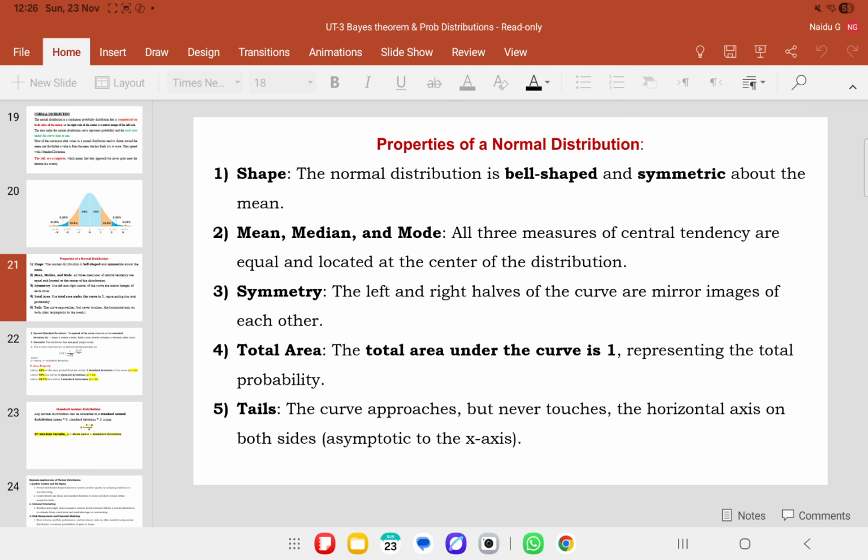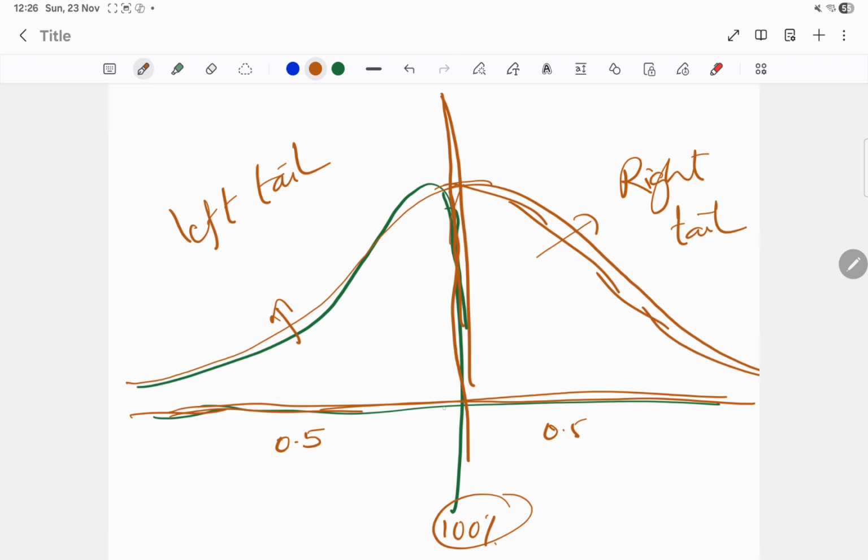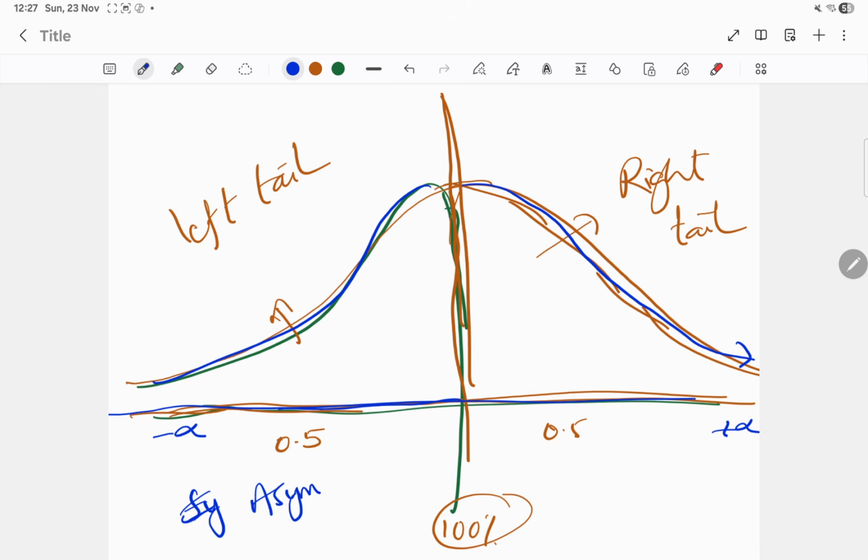Coming to the fifth property, if you observe this curve, the left tail and the right tail extend up to plus infinity and minus infinity, and they do not touch the horizontal line. Therefore that property is called asymptotic. Okay, this is the next property.